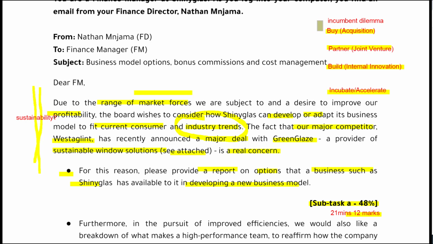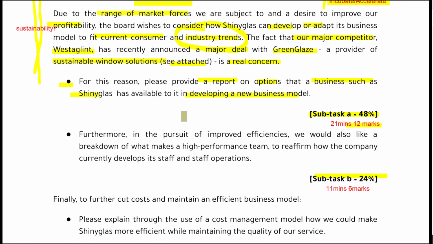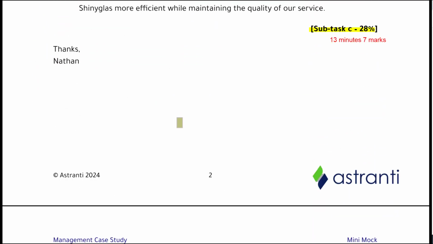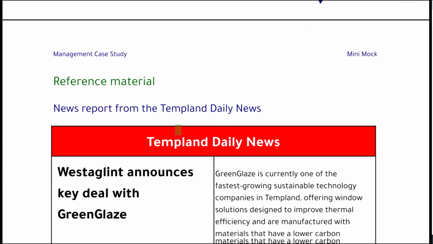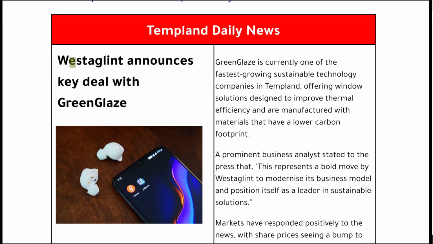And I'm going to use this model, this incumbent dilemma and the ideas, to build a business model. And I'm going to use that as the structure to my answer. So before I've even got to the reference material, I know what my answer is going to look like, and I know what I'm going to talk about. So now let's go down to the reference material to see if there's any extra information that we need to know. So, news report from Temple Daily News.